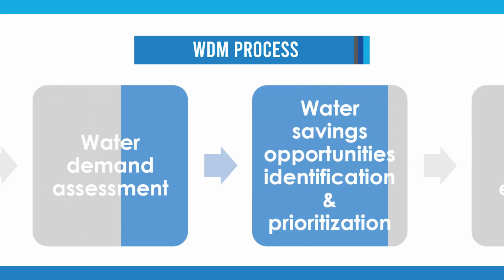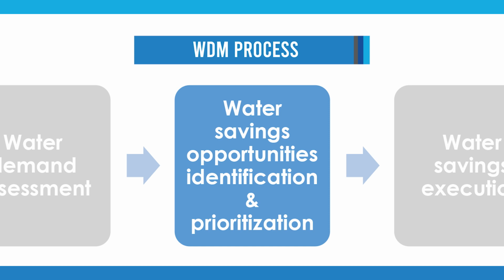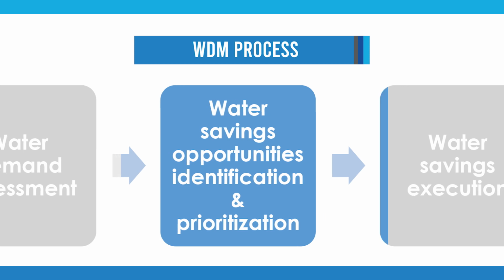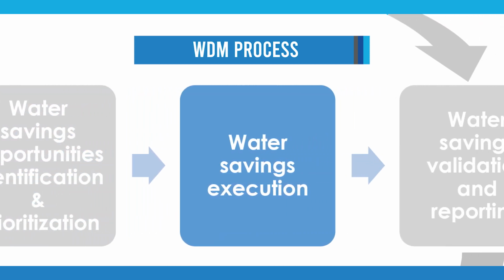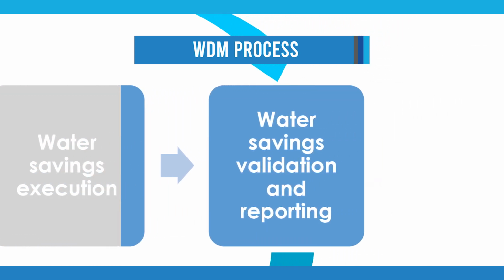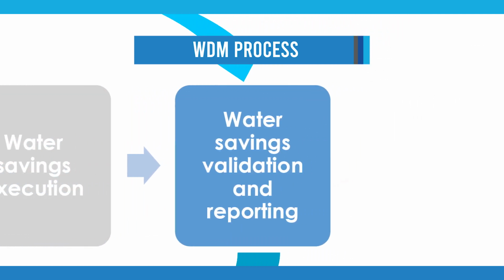Next is the water savings. Once you see the holistic view of the facility or establishment and gather the actual data, you can get the water savings. You can analyze and implement programs and prioritization. Last is the water saving validation. Report the result of the assessment, and it provides short, medium, and long-term plans.